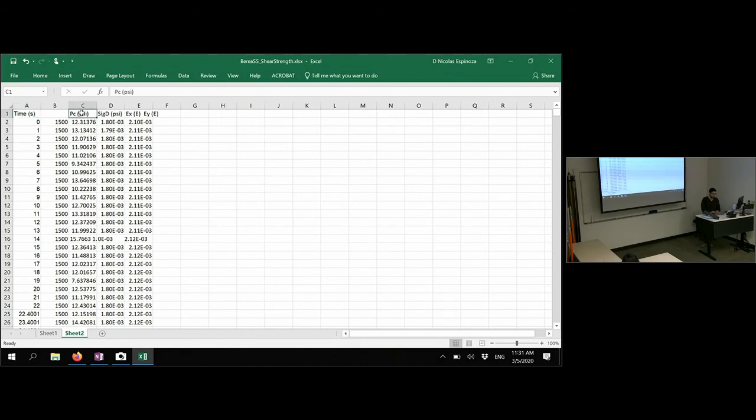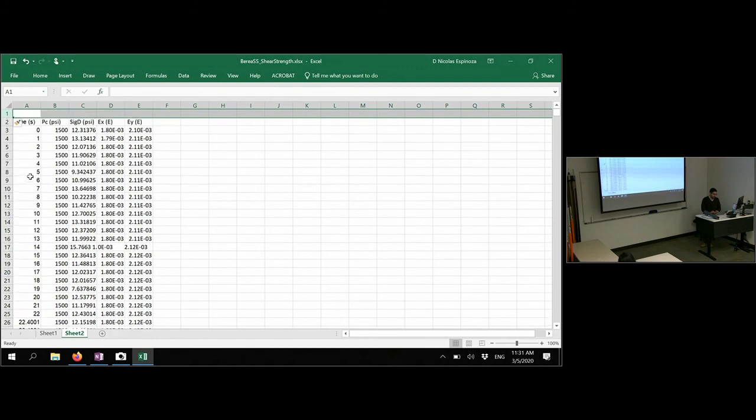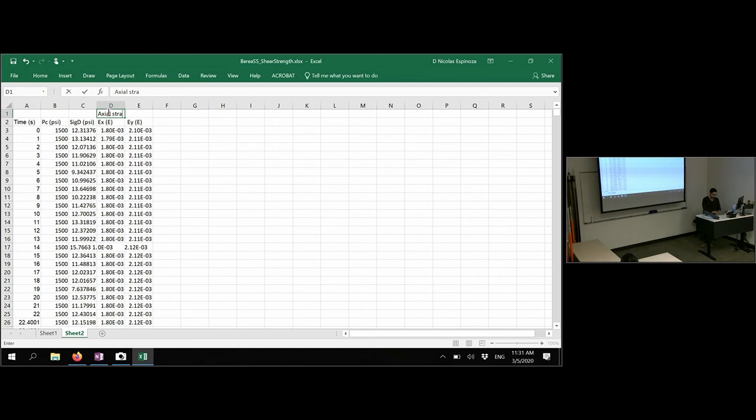So first column is time, second column is confining pressure, third column is deviatoric stress, and then you have EX is the axial strain and EY is the radial strain. So this is axial strain and this is radial strain.